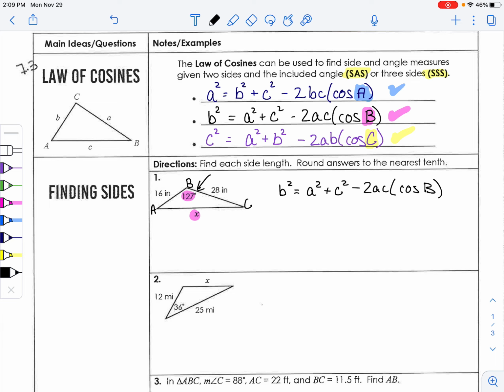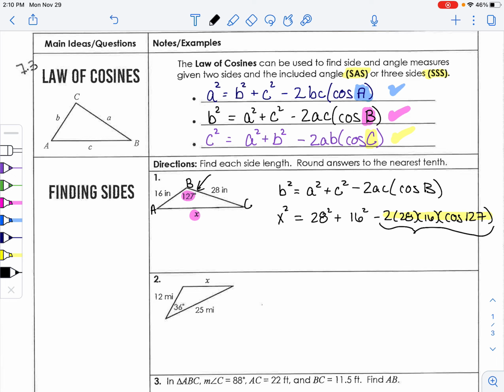Side B is across from angle B, so that would be x squared equals side A is across from angle A, so this would be 28 squared. Side C is across from angle C, so this would be 16 squared minus 2 times 28 times 16 times the cosine of 127. Now, what I want you to notice is that all of this is multiplication. Order of operations has us taking care of multiplication first.